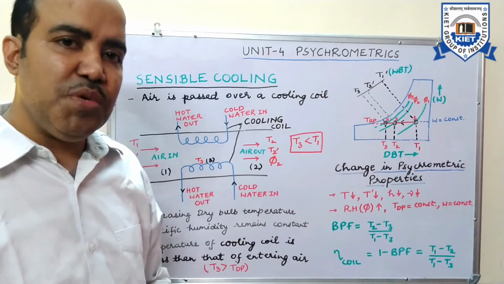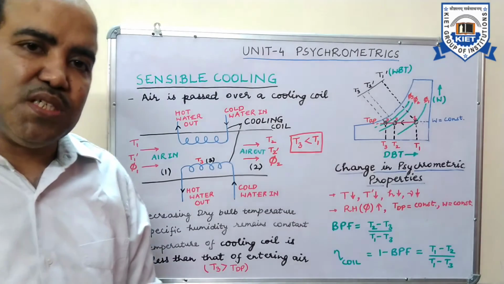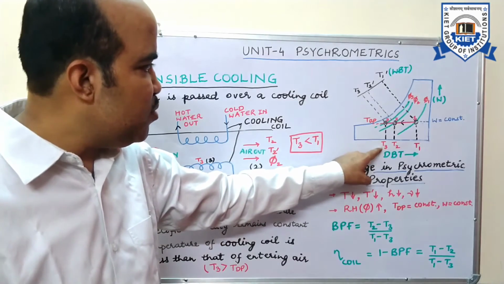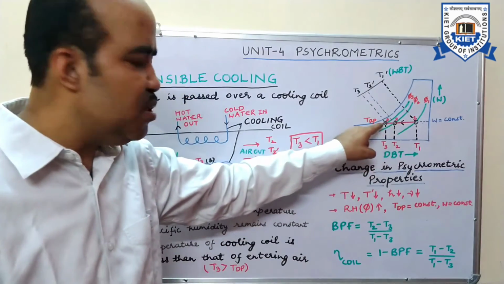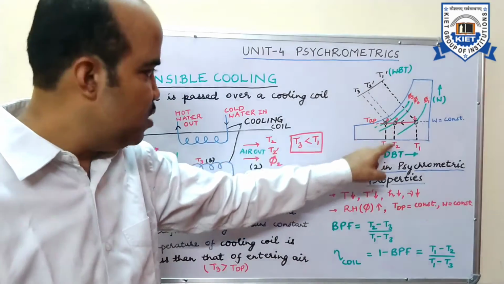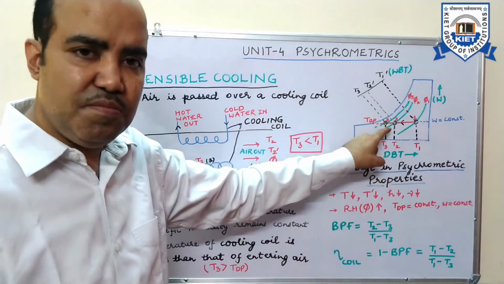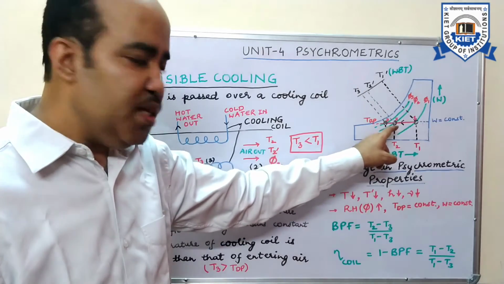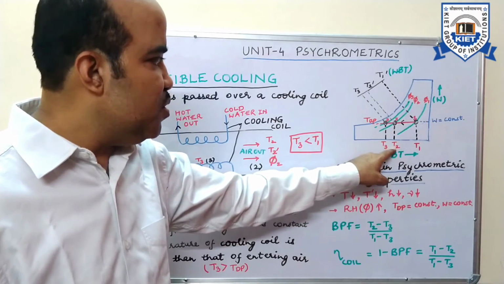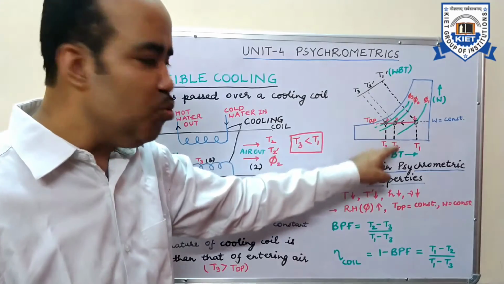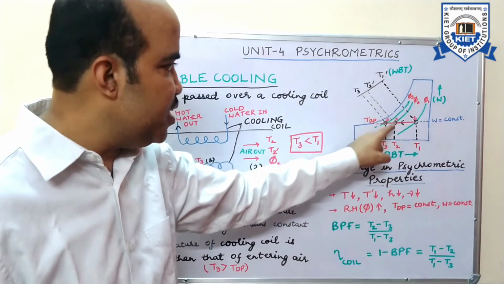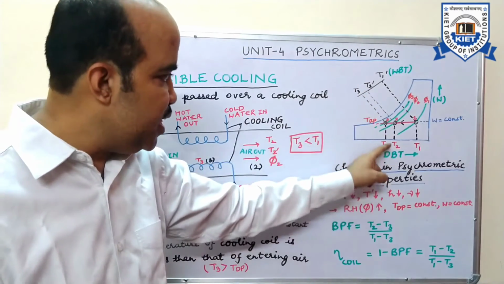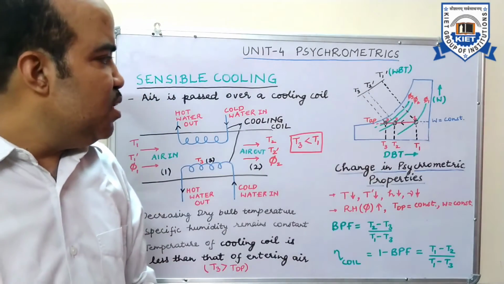For example, if the average surface temperature of the cooling coil is specified to us, then with the help of T3 and this constant specific humidity line which we have already drawn, we can locate point number 3. And point number 2 again can be located with the help of either of two properties. It may be T2 or phi 2, or T2 dash and phi 2, or T2 dash and T2.